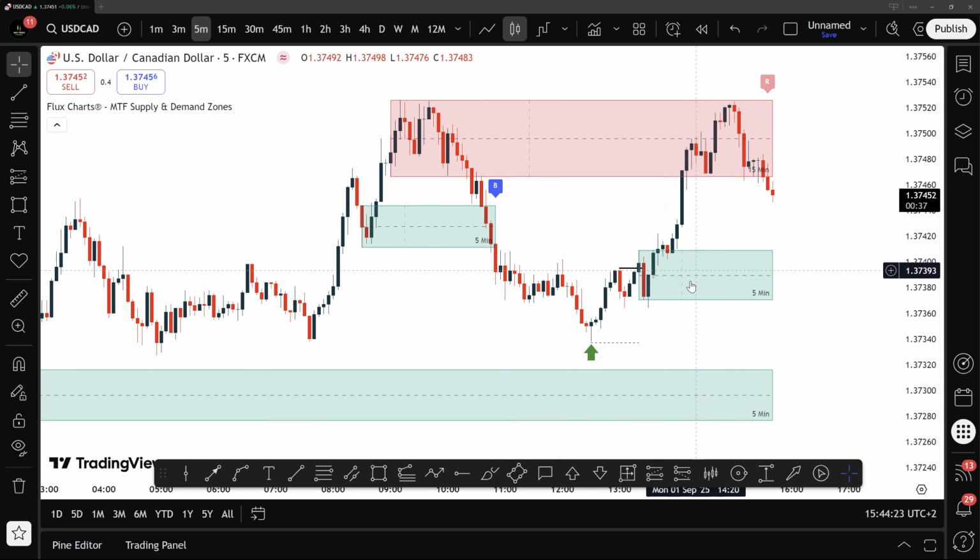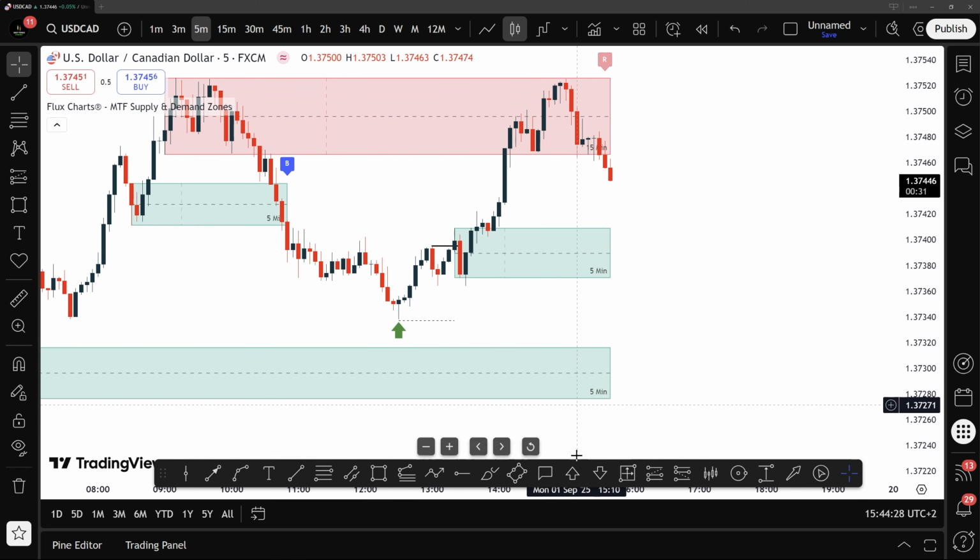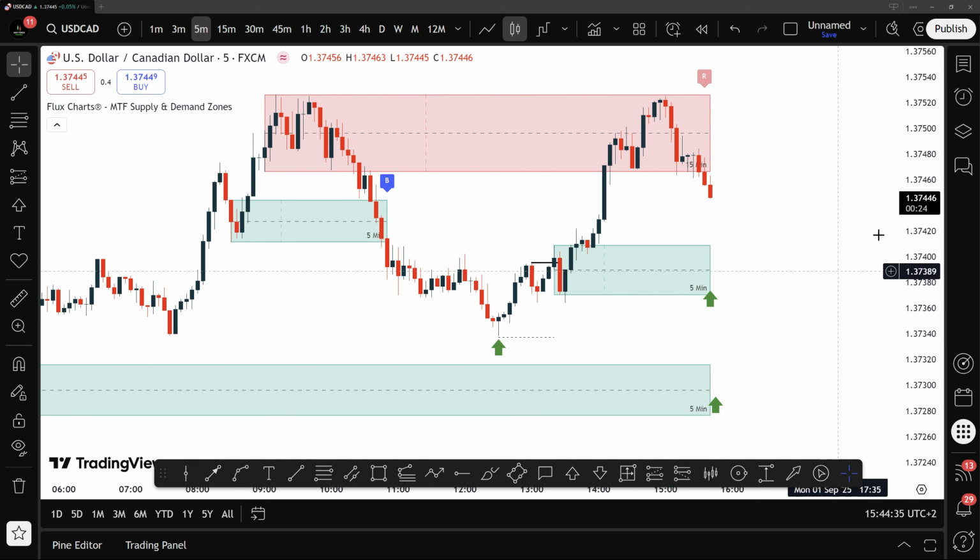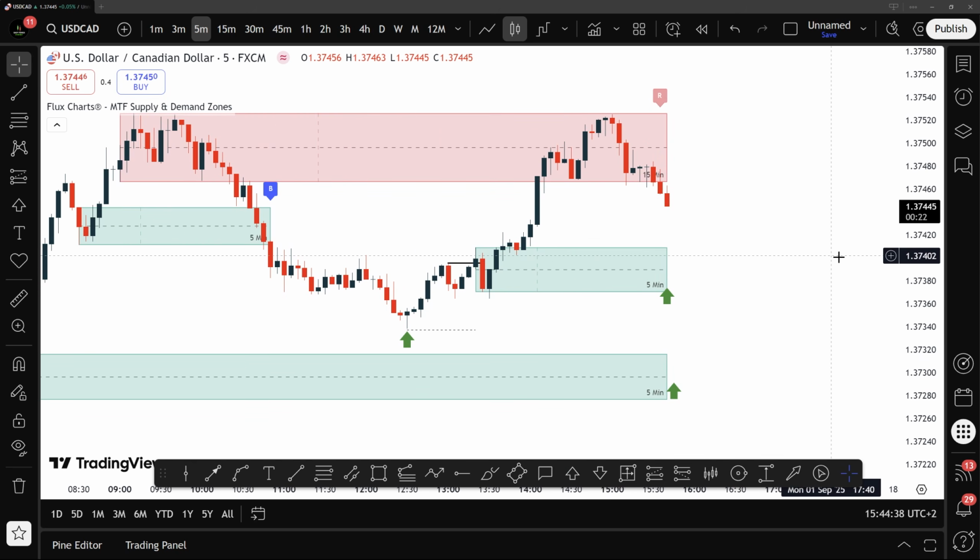So for now, we still have two demand zones here. I'm trying to analyze because I want to enter a trade very soon. I'll be looking at these zones here. But obviously, I'm going to do some other time frame analysis.